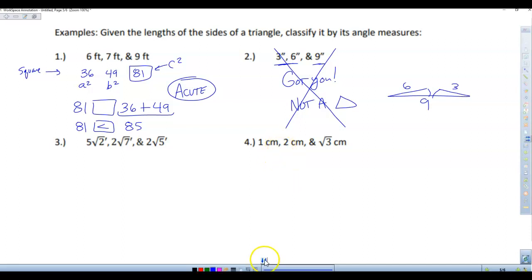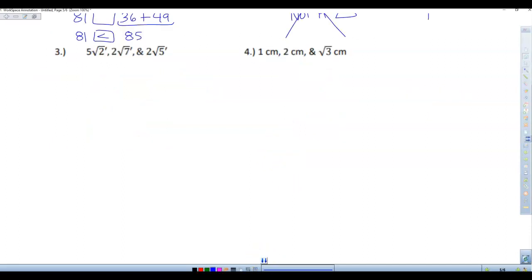All right, so let's look at one that's a bit more complicated than number 3. So first, I'm going to square each of these. So 5 root 2 squared is 5 squared is 25 times root 2 squared is 2 is 50. So I'm squaring each of these. All right? 2 root 7 squared. 2 squared is 4. Root 7 squared is 7. That's 28. 2 root 5 squared. 2 squared is 4. Root 5 squared is 5. That is 20. All right?